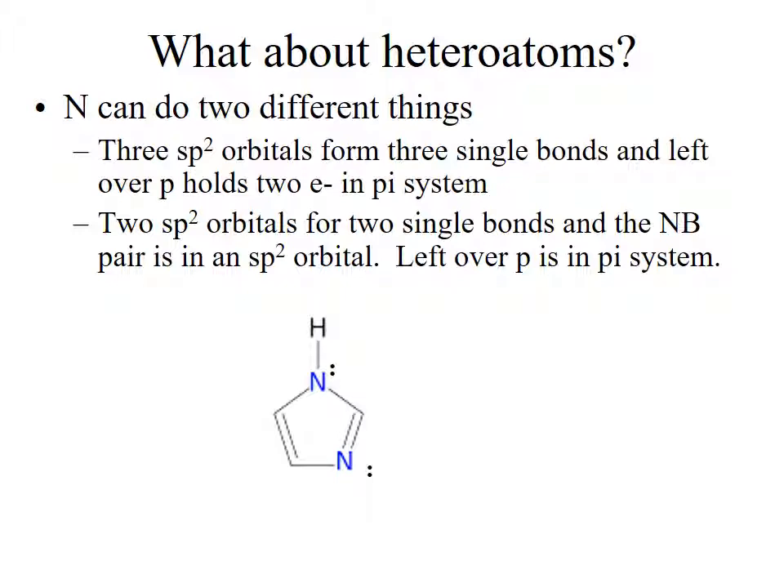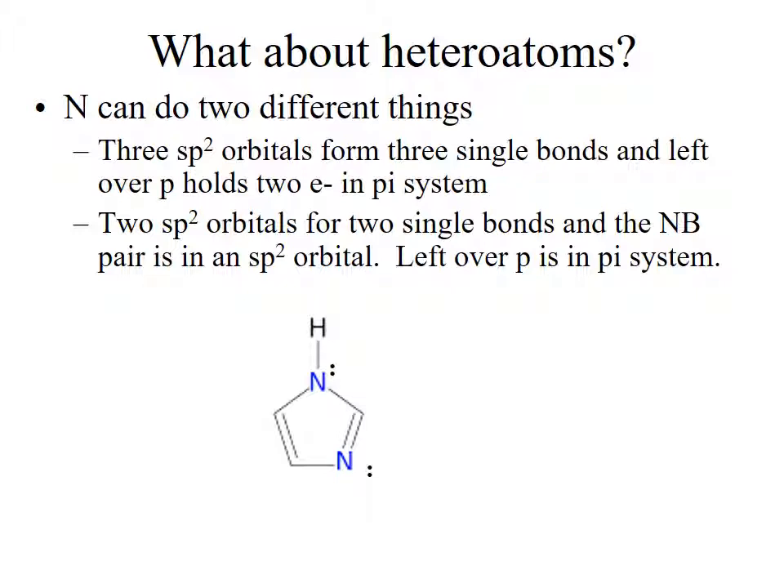Nitrogen can do a similar thing, but it's slightly different because it has a different number of electrons. A nitrogen can do one of 2 things. It can either have 3 sp2 orbitals that form 3 single bonds. 2 of them are going to be to carbons to form the ring, and 1 will be to a hydrogen outside of the ring. Then you will have a leftover p orbital that holds 2 electrons, basically what would be the non-bonding pair, participating in the pi system. So this gives you a 5-membered ring with 2 carbon-carbon double bonds and a nitrogen with 2 electrons in the pi system and a hydrogen on the nitrogen.